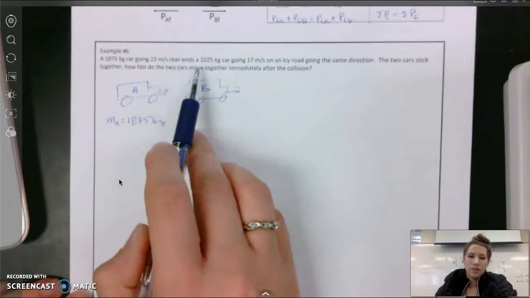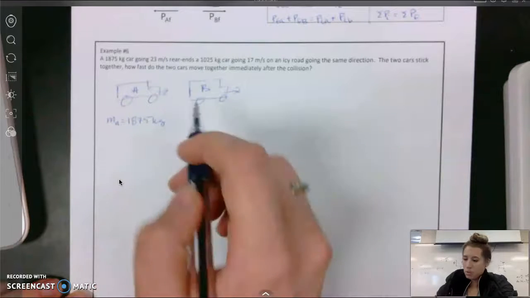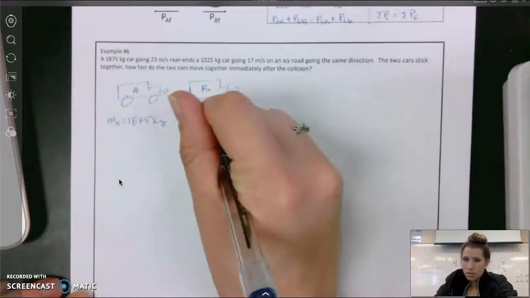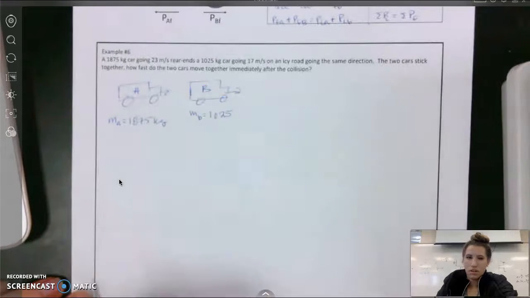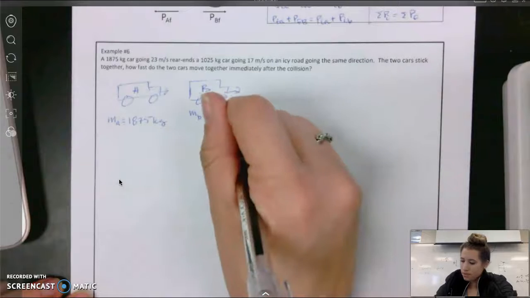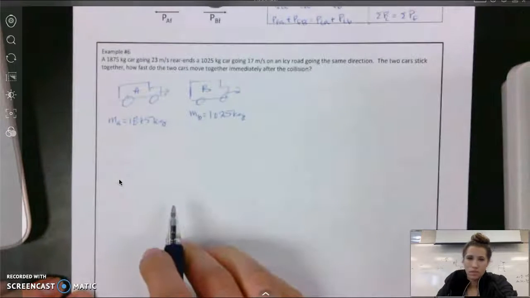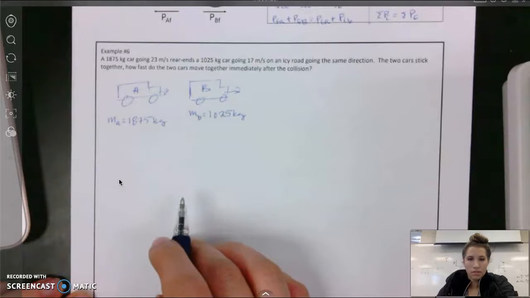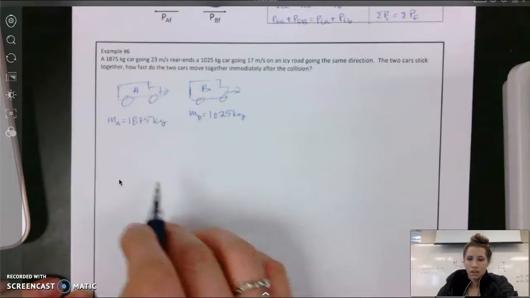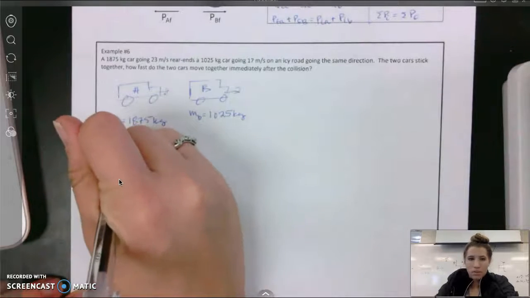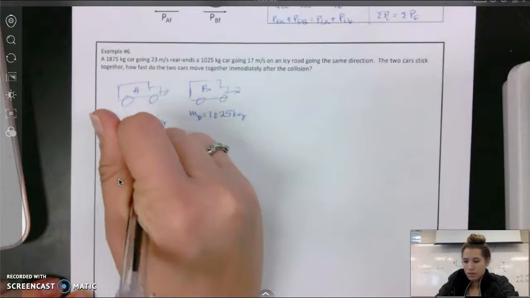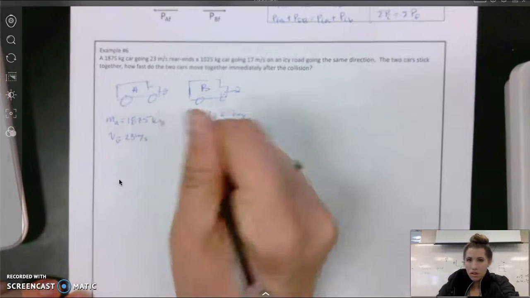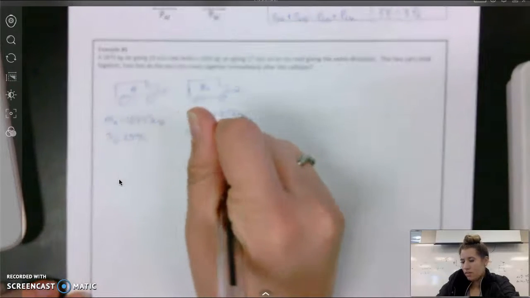So we have car A and then car B. 1,025 kilograms. And then we have these velocities, they're both positive, right? So the initial velocity of car A is a positive 23 meters per second, and the initial velocity of B is 17 meters per second.